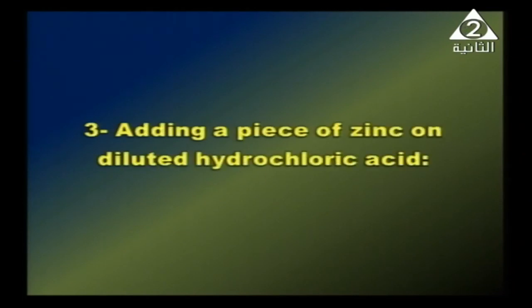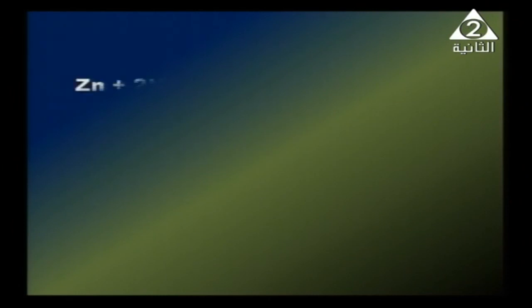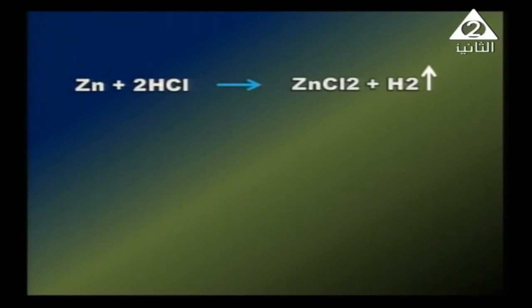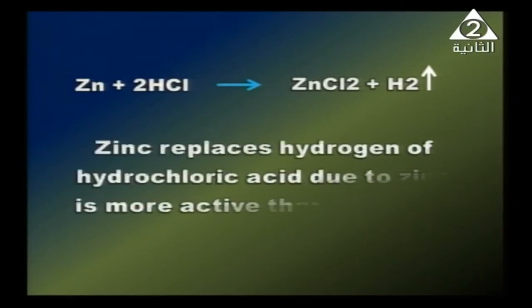Adding a piece of zinc to diluted hydrochloric acid. Zinc will substitute hydrogen, producing zinc chloride, and hydrogen gas evolves.